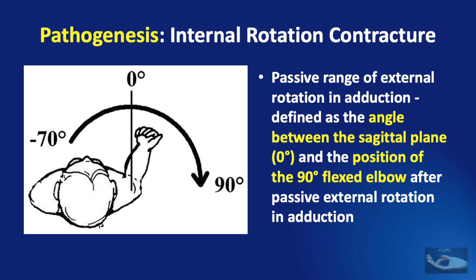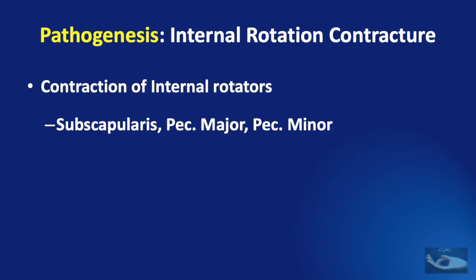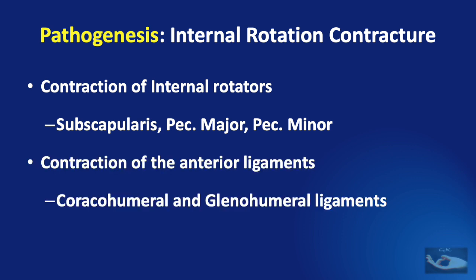The passive range of external rotation of the shoulder must be measured with the shoulder kept adducted. It is defined as the angle between the sagittal plane and the position of the 90-degree flexed elbow after passive external rotation in adduction. Consequent to the contraction of the internal rotators, mainly the subscapularis and the pectoralis major, there occurs a contraction of the anterior ligaments of the glenohumeral joint, like the coracohumeral ligament and the glenohumeral ligaments.